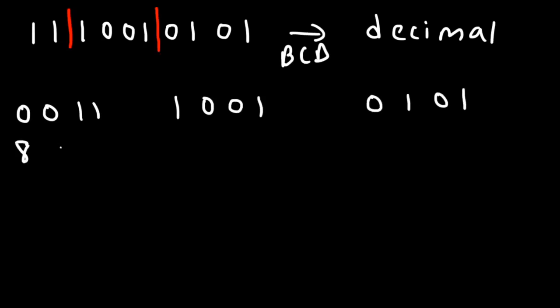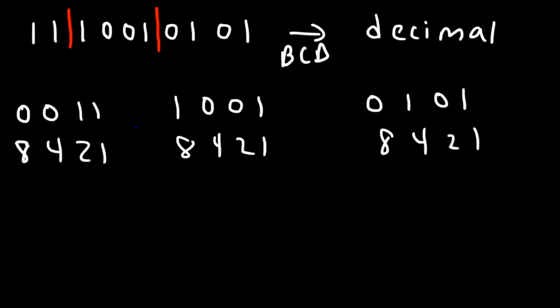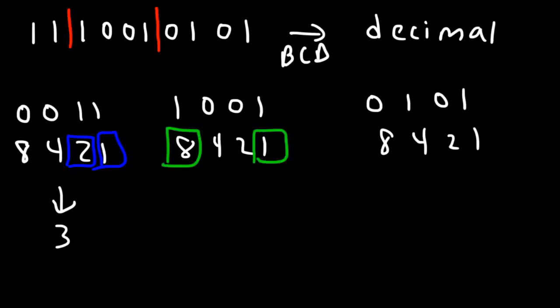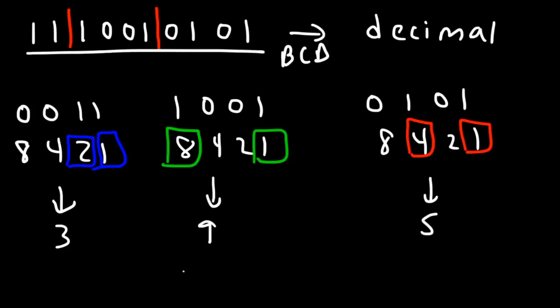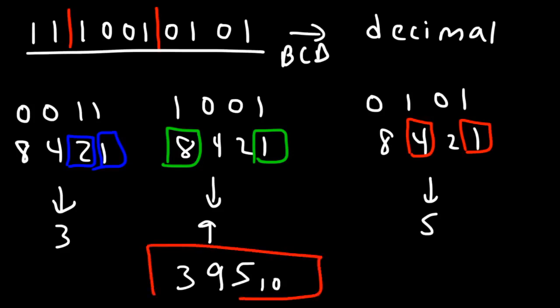So let's write the numbers 8, 4, 2, 1 under each group of four binary numbers. Now on the left, we have a 1 associated with a 2 and a 1. So 2 plus 1 is 3. In the middle, we have a 1 associated with an 8 and a 1. 8 plus 1 is 9. And on the far right, we have a 1 next to the 4 and a 1. 4 plus 1 is 5. So this binary coded decimal is equivalent to 395 in the decimal system. So that's how we can go from BCD to decimal.